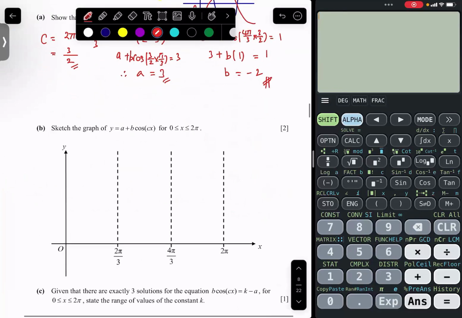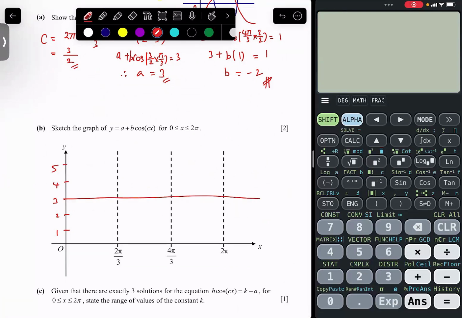Sketch the graph of y equals a plus b cos cx for x between 0 and 2π. Okay. So the origin is drawn for me, the angles are drawn for me as well. Okay. So that is good. So what will happen is that I'll label 1, 2, 3, 4, 5. Now this line is actually important because this is the middle one, right? However, this is negative cosine, so it starts off at the minimum, right? So in between, this is one cycle.